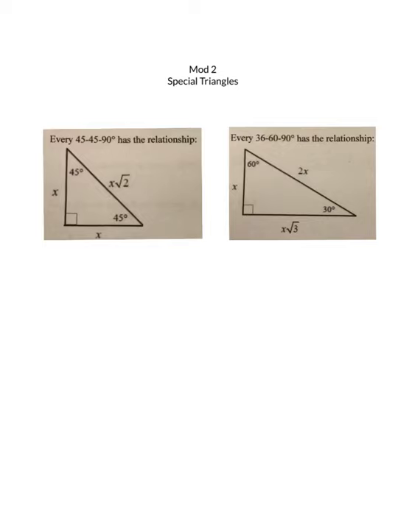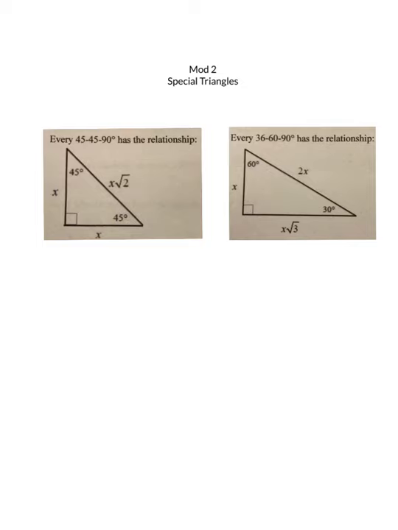Our first topic in Mod 2 is special triangles. We have two types of special triangles, the 45-45-90 triangle and the 30-60-90 triangle. You have probably seen both of these in the past, most likely in a geometry class, but it's also probably been a while since you've had to deal with them, and you may well have forgotten these relationships.